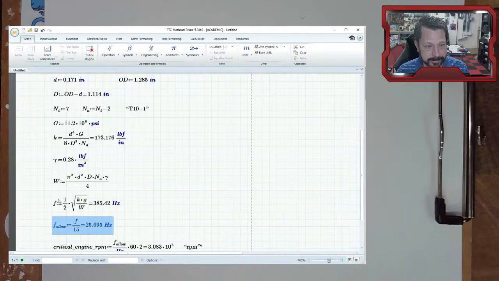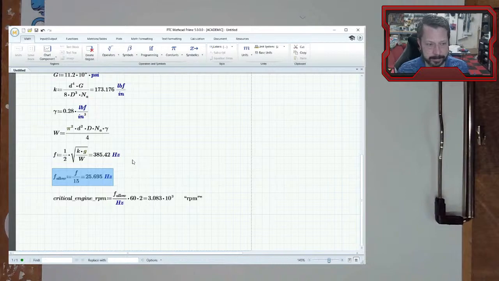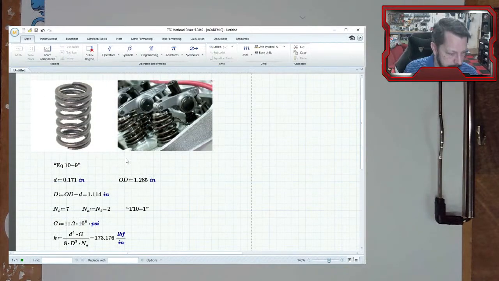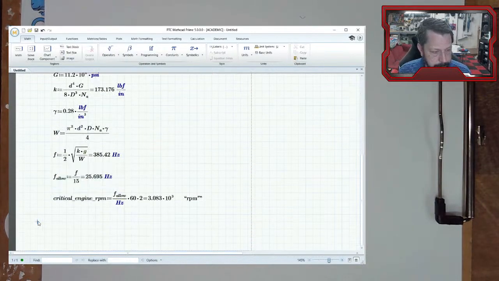And then the little 1/2 square root of kg over W calculates the fundamental frequency, and then you want to be 15 to 20 times less than that. So it's not a complicated matter to calculate that. All right, let's go on to critical speeds and shafts.